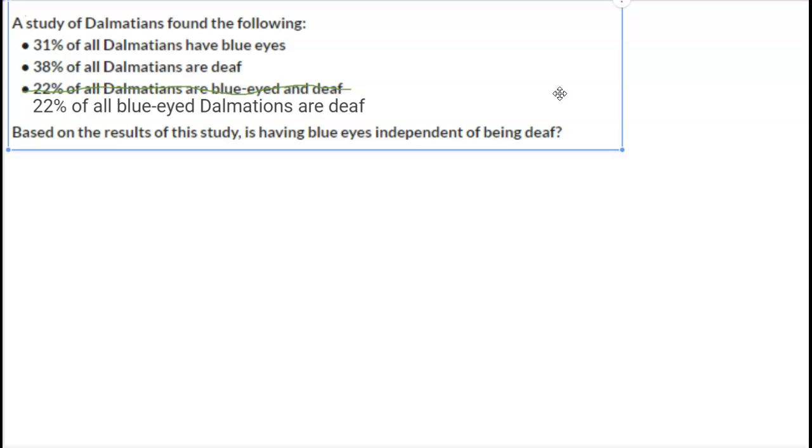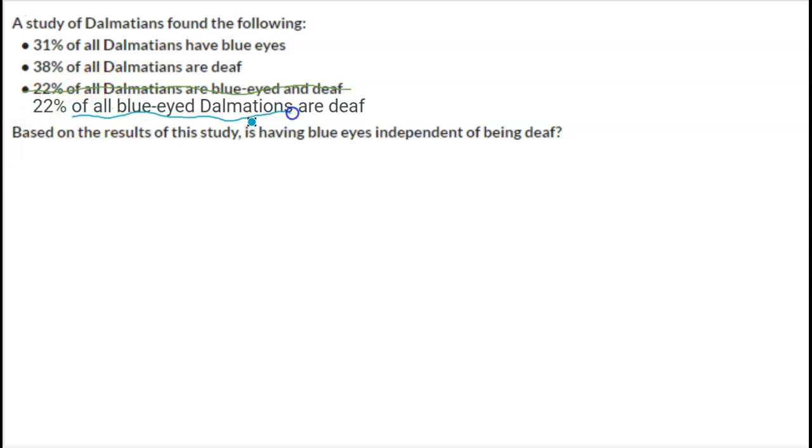But what I need you to think about is how do you translate that new statement into probability or conditional probability? 22% of all blue-eyed Dalmatians. I really want you to think about that phrase. Of all blue-eyed Dalmatians, of blue-eyed Dalmatians, right, are deaf. If I know that they have blue eyes, then I know the probability of their deafness is 22%. That's very different than what I crossed off.